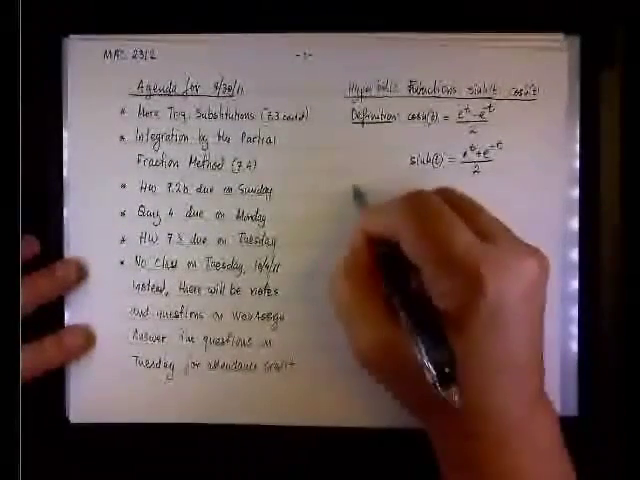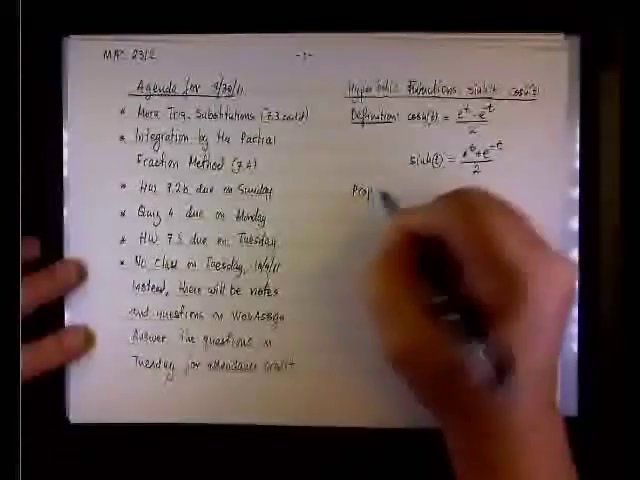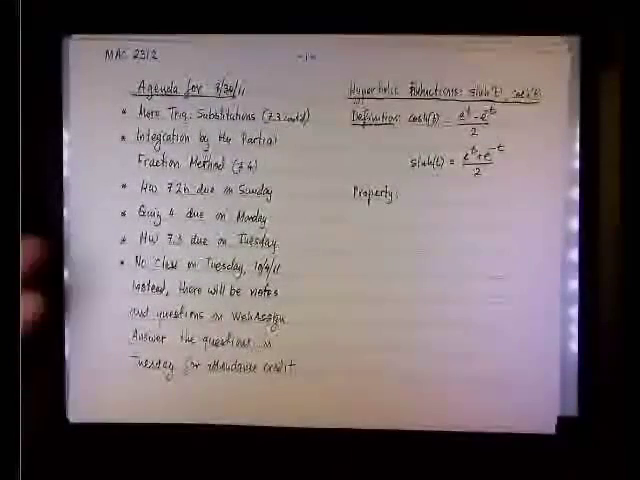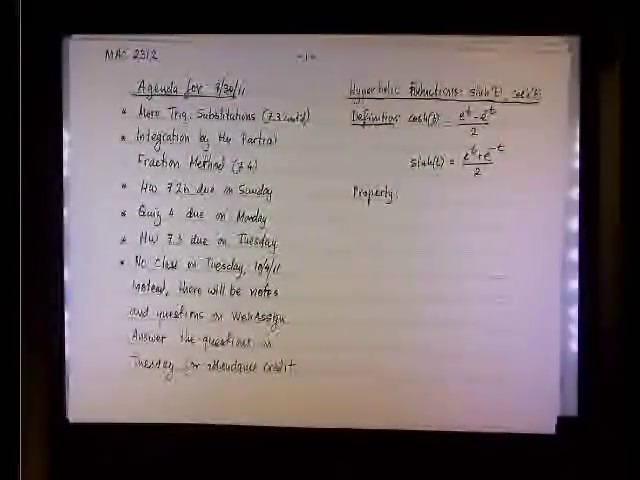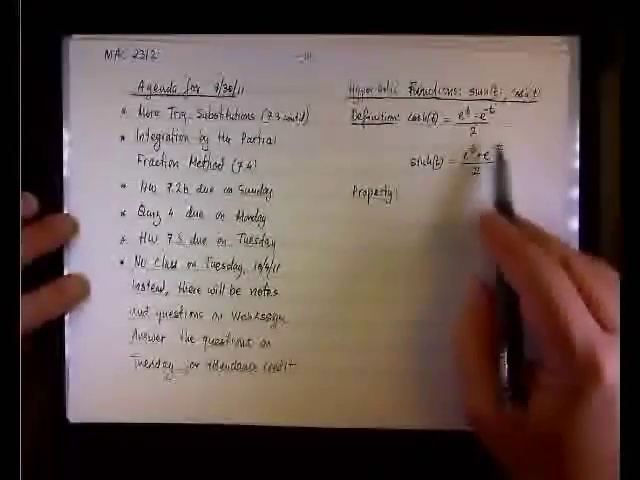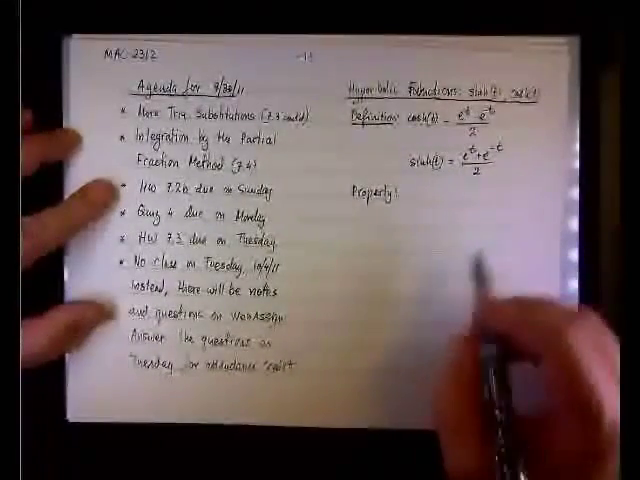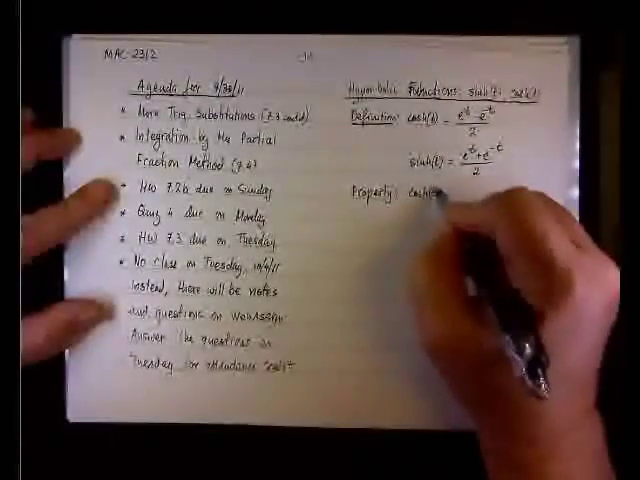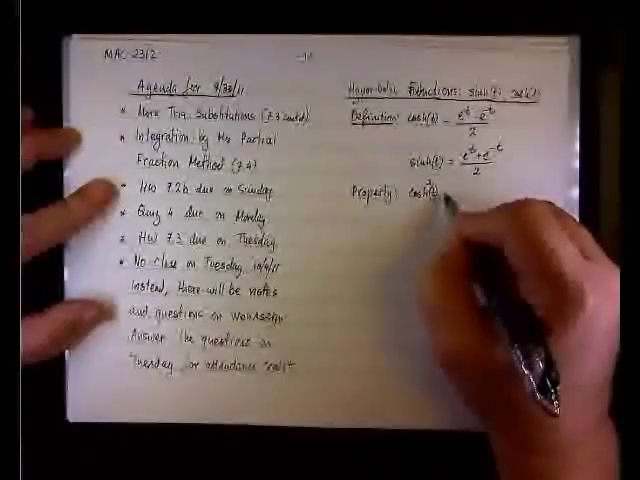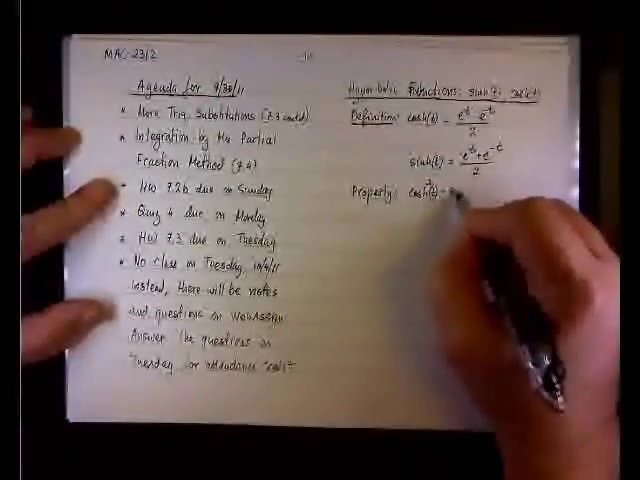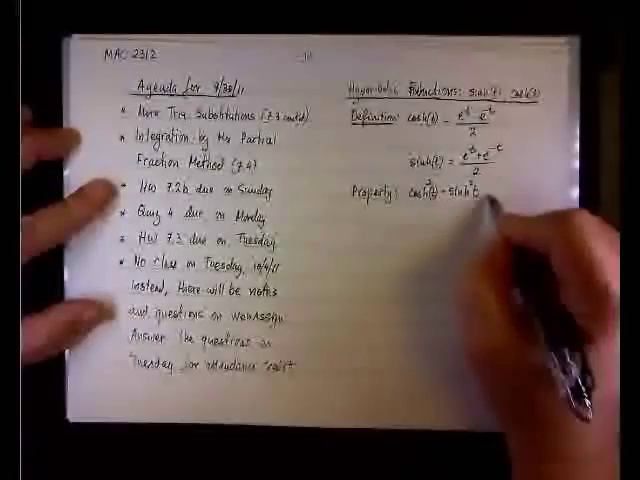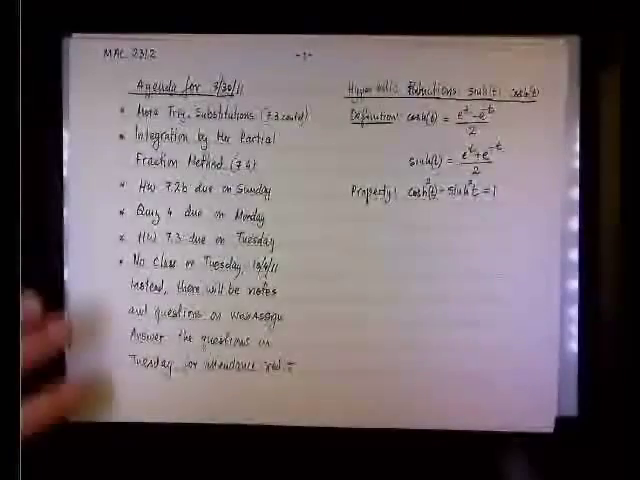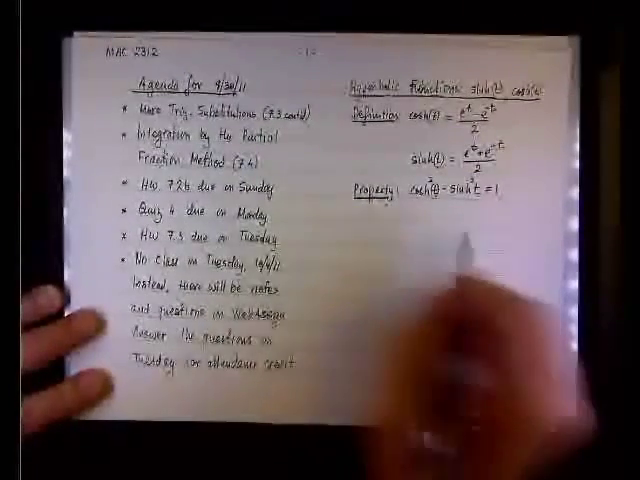An important property, similar to the Pythagorean identity in trig. You know, you have the cosine squared plus sine squared equals 1. Well, when it comes to hyperbolic, if you square and you subtract, you have 1. So instead of cosine squared, cosine hyperbolic squared minus sine hyperbolic squared equals 1. And we lose the plus. So that's just one property.